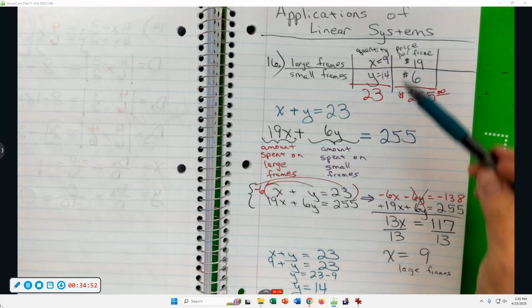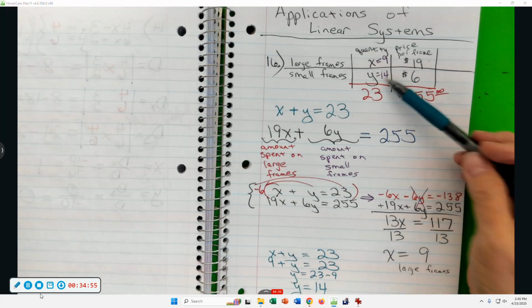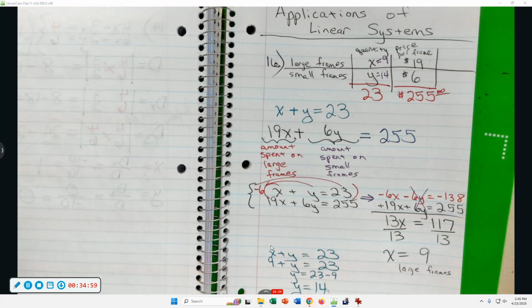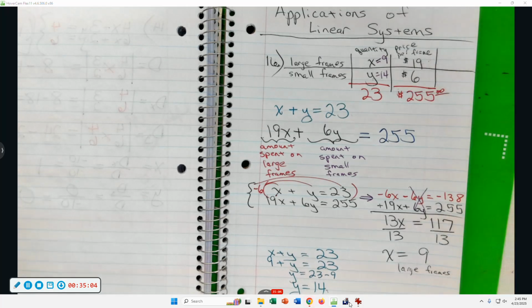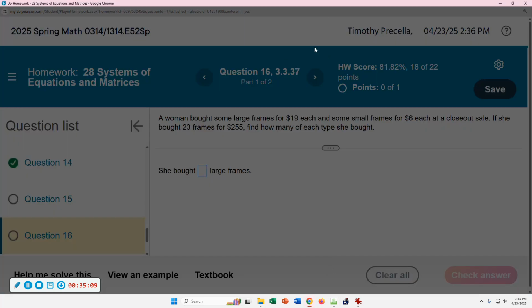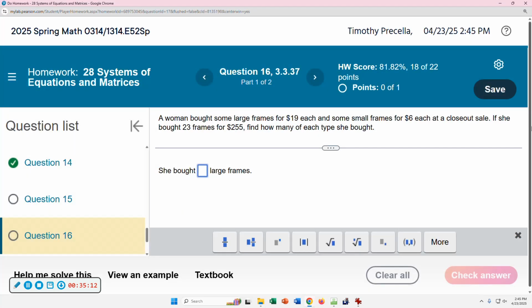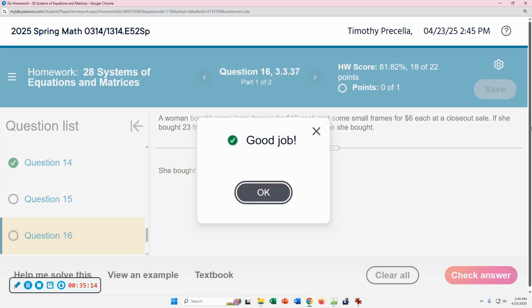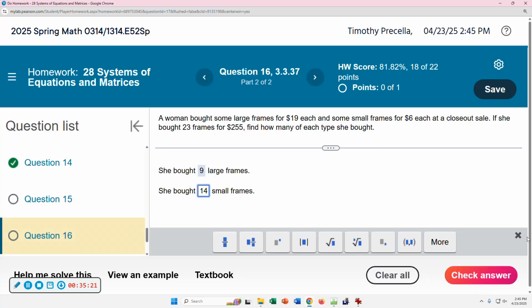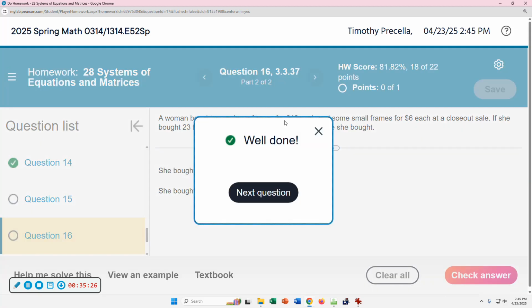So whether you think about it the way we did right here, or back substitute to get the value of the other variable, either way, you'll get the same answer. 9 large, 14 small frames. Is she getting 23 frames altogether? Yep, she sure is.